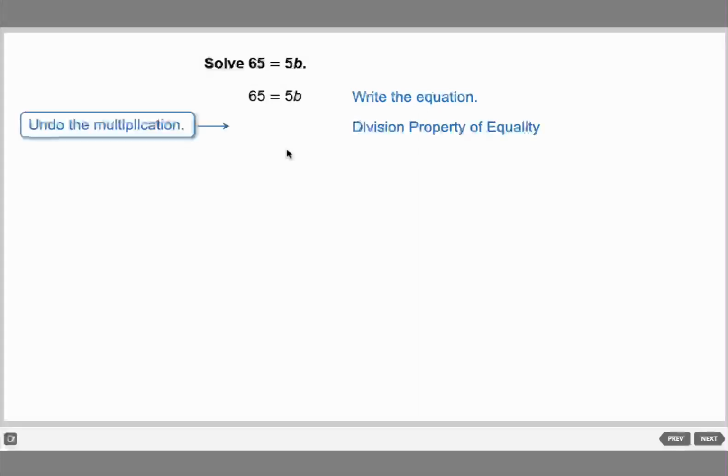So let's write the equation, 65 equals 5b, and we will use the division property of equality. Divide by 5 to undo the multiplication. And now, 65 divided by 5 equals 13. And 5b divided by 5? b. Excellent, Abdullah. So the solution is b equals 13.